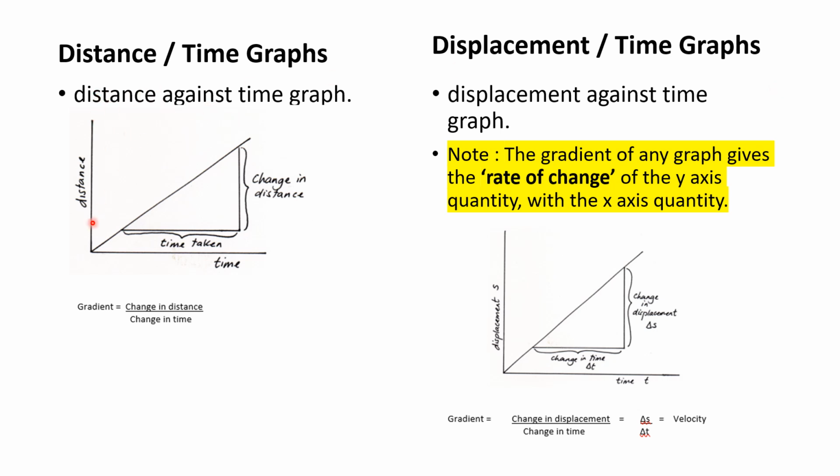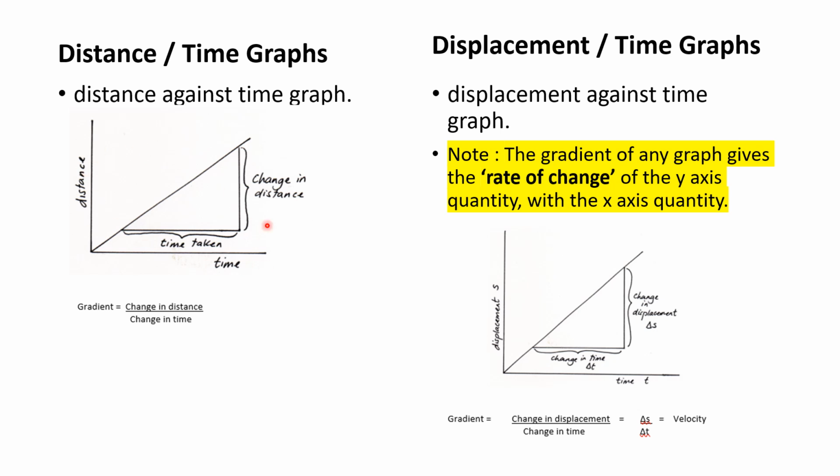In the distance time graph, on the x-axis we plot time and on the y-axis we plot distance, whereas in the displacement time graph, on the x-axis we plot time and on the y-axis we plot displacement. Very important thing, there is a term gradient. The gradient of any graph gives the rate of change of the y-axis quantity with the x-axis quantity.